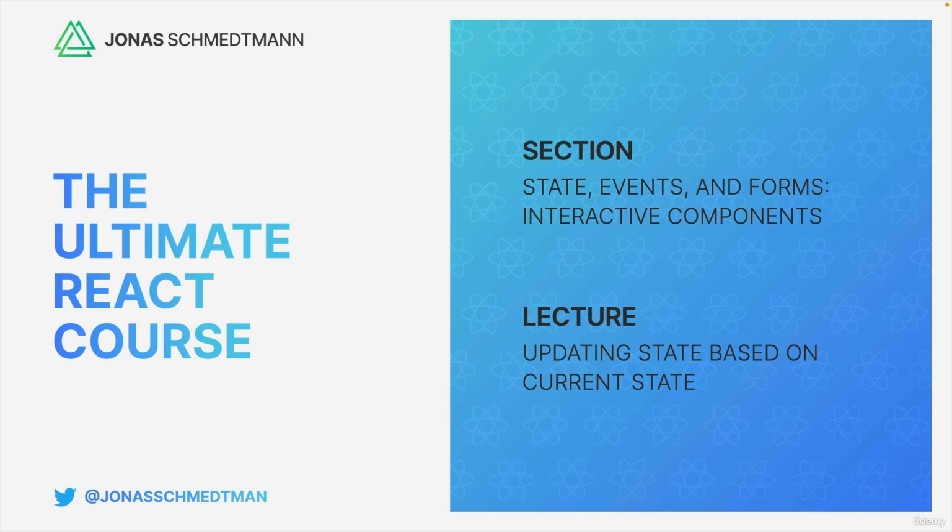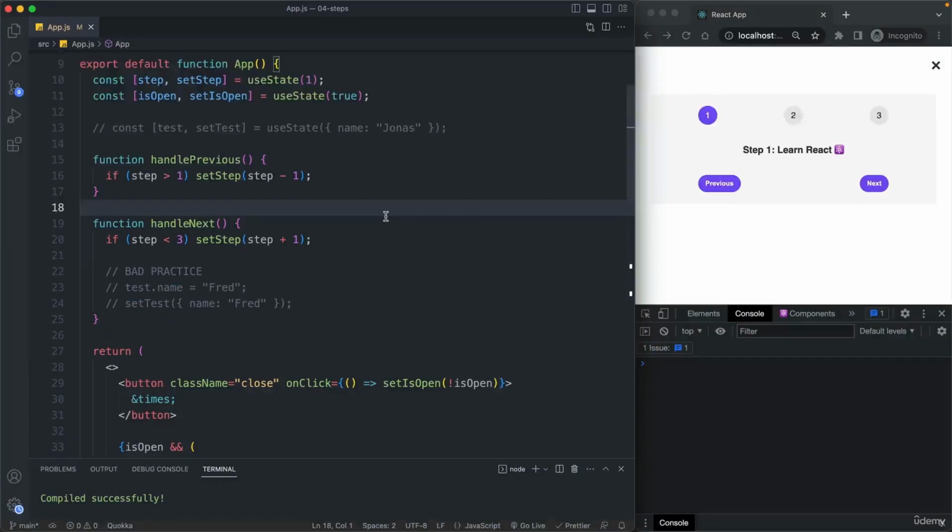It's very common that we update a state variable based on the current value of that state. And so let's now learn how to best do that. And in fact, we are updating state based on the current state all the time here. So here, for example, in setStep, we take the current step and then subtract 1. And here the same. So here we take the current is open state and toggle it basically. And so this is what I mean with updating state based on the current state.